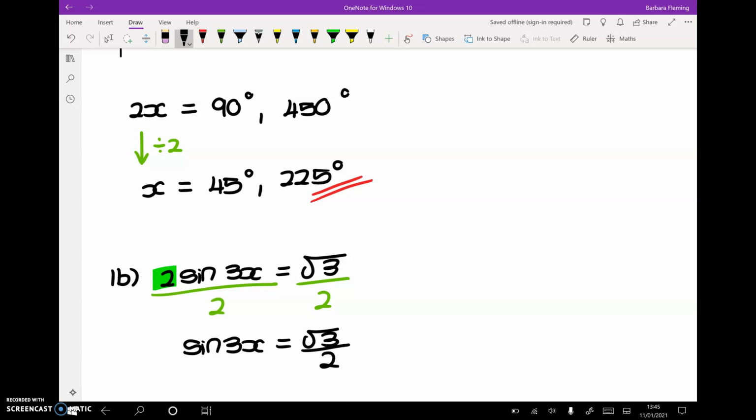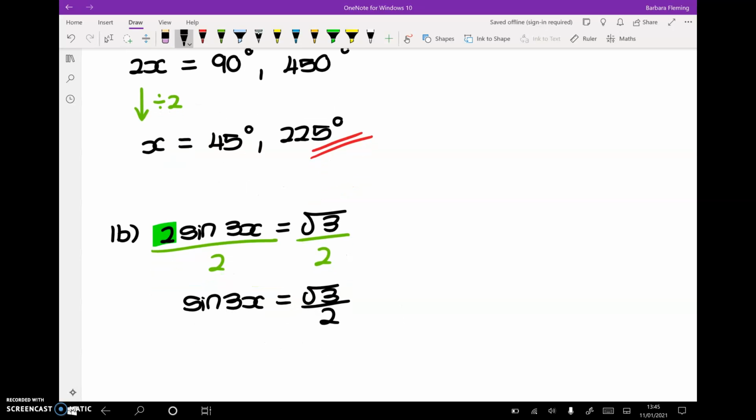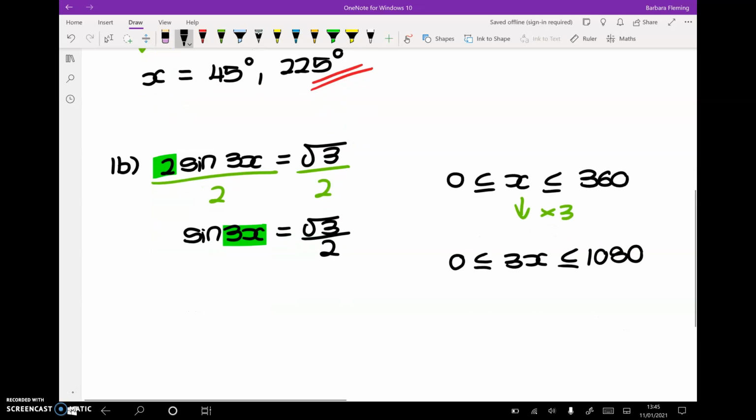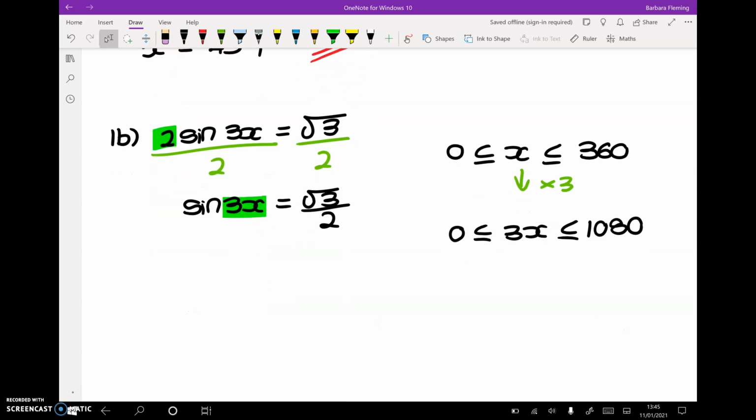Recognizing that that is a multiple angle, we need to adapt our domain accordingly. So we're going to times everything in our domain by 3. 0 times 3 is still 0. We've now got 3x, so it's matching, and you've got your 360 times 3, and that's going to go the whole way up to 1080. So multiplying each of those by 3, and that's where you draw your graph to whenever we're finding all of our solutions.